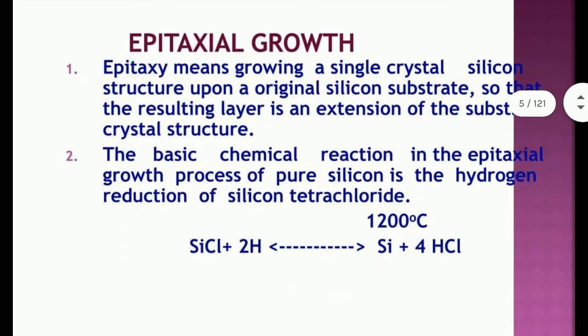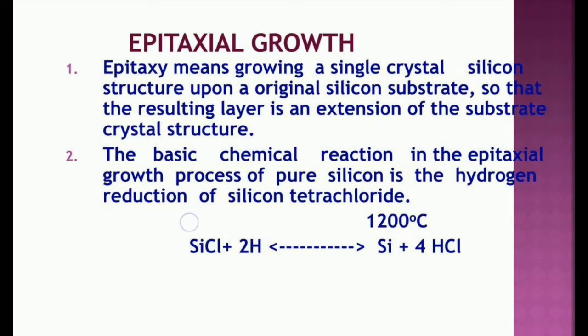Next one is epitaxial growth. Epitaxial, meaning arranged upon, is a process of depositing a thin layer, 0.5 to 20 microns, of single crystal material over the single crystal substrate. We can describe epitaxy as arranging atoms in single crystal fashion upon the single crystal substrate, so that the resulting layer is an extension of the substrate crystal structure.